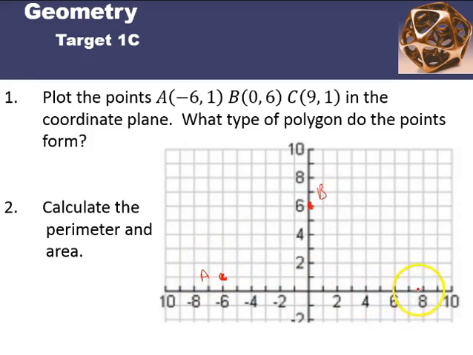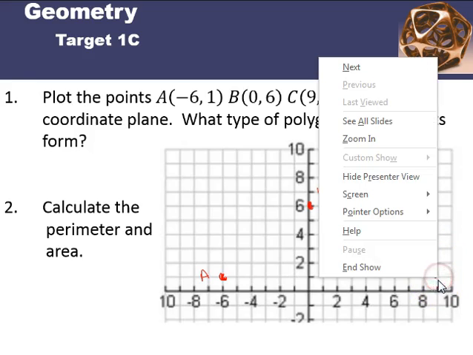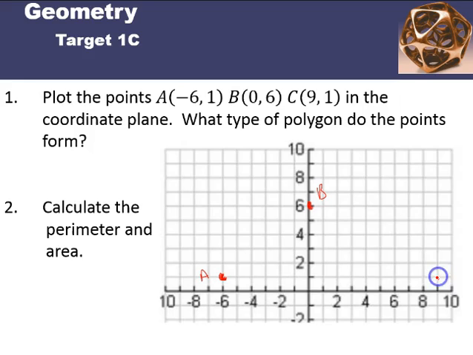And then C is 9, 1. Oh, that's 8, sorry. 9, 1. So C, and then I'm going to draw the triangle. Okay. And that first question is, what type of polygon do the points form? And this is a triangle.